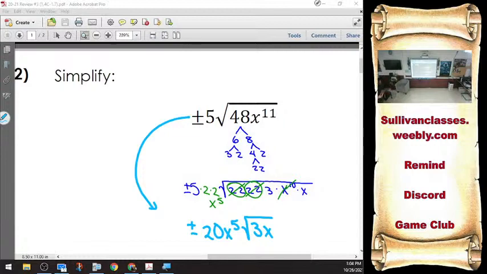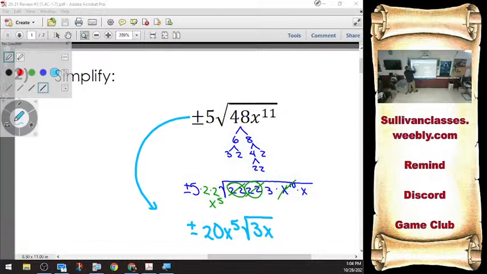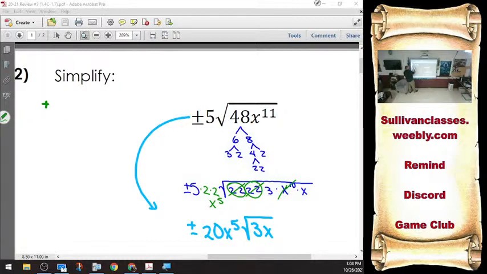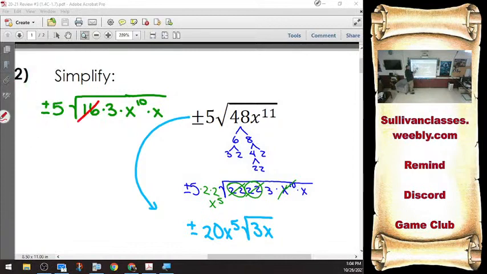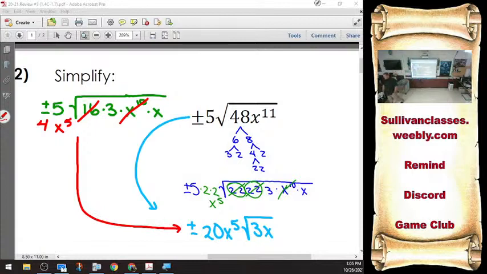Okay, so you can write it out the long way if you need to. Or, if you're good with it, the way that I like them is I'd say the square root of 16 by 3 by x to the 10th by x. Because square root of 16 is 4. Square root of x to the 10th is x to the 5th. That still multiplies together to get the same thing. It's faster. But being faster requires thinking more.